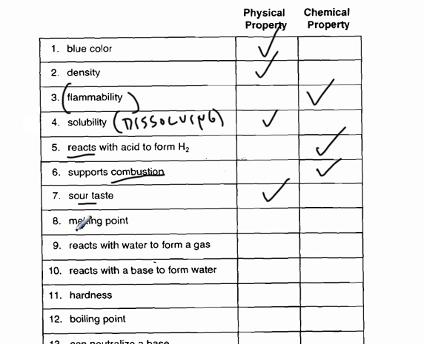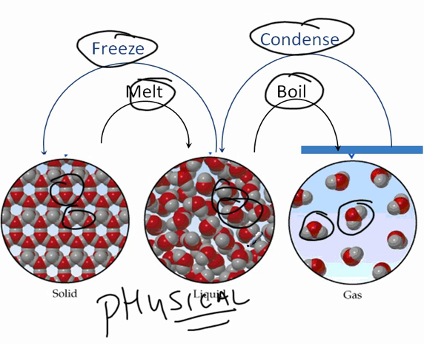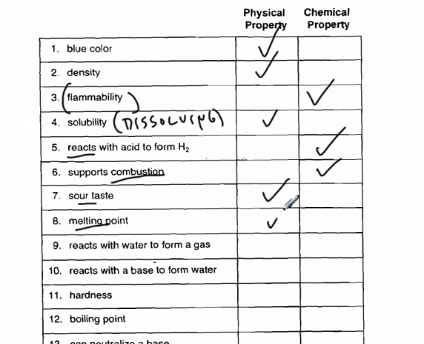Melting point. Well, we just talked about that. If you go melting right here, melting is going from a solid to a liquid, right? That is a physical property, so we're going to mark that off. There's my keyword right there, reacts. Chemical property, another keyword, reacts.